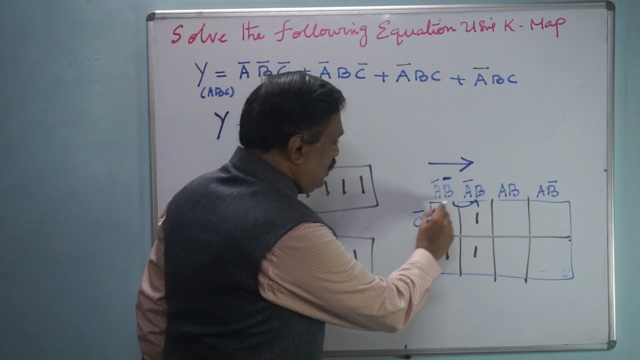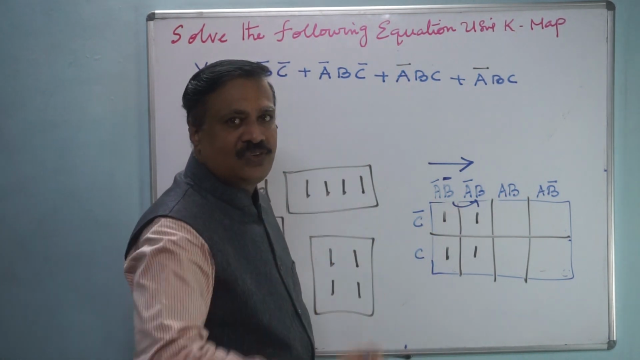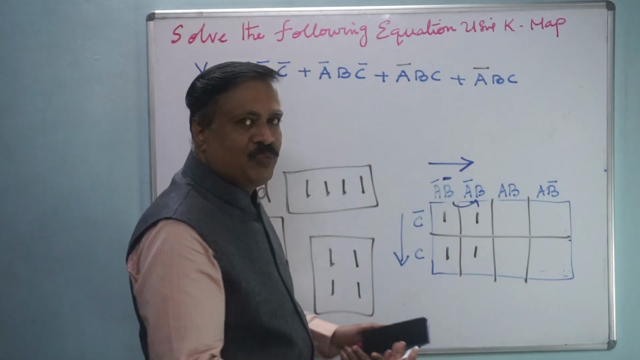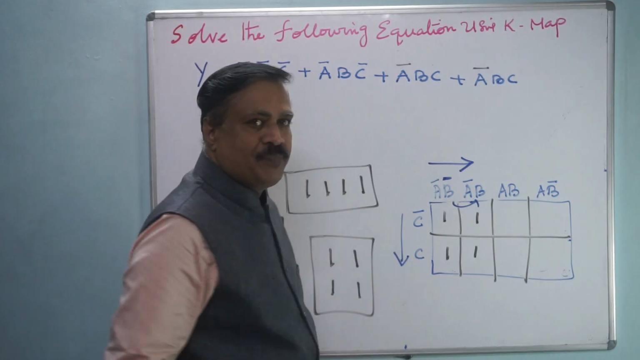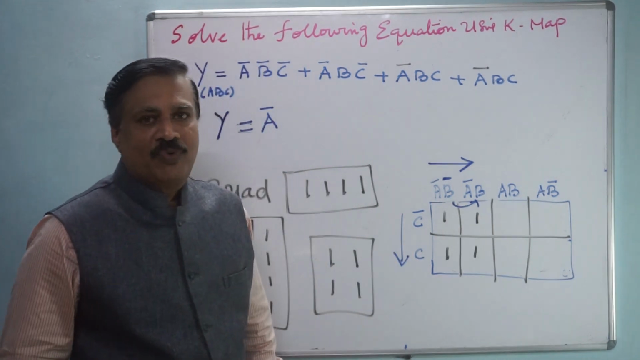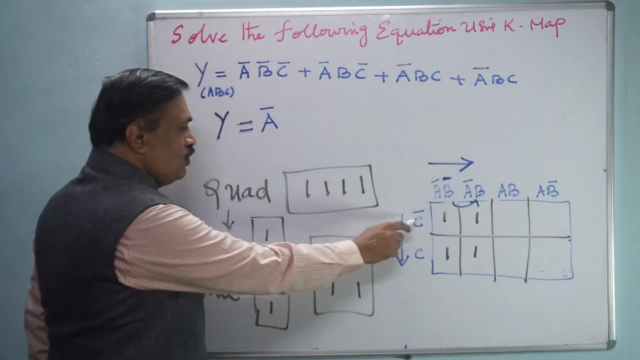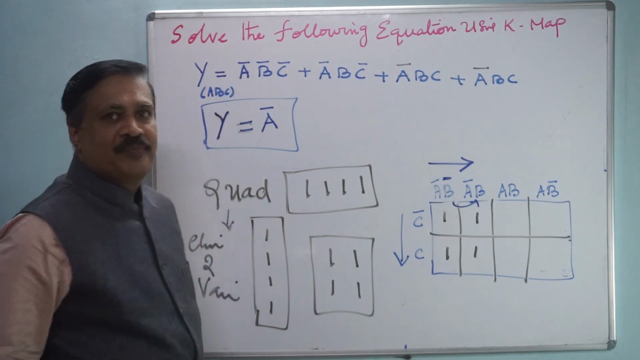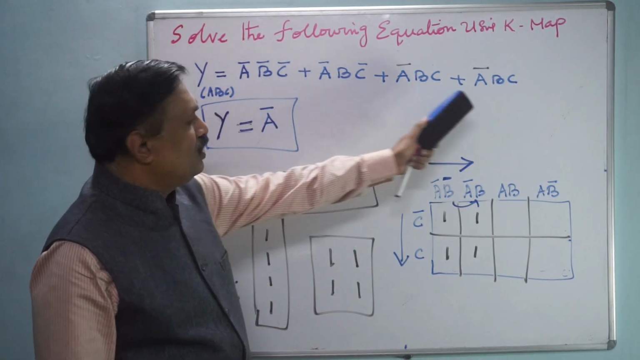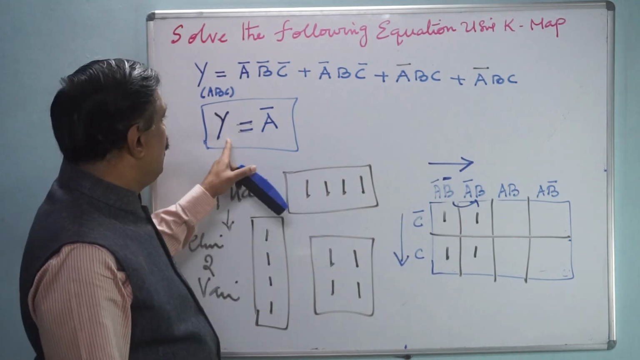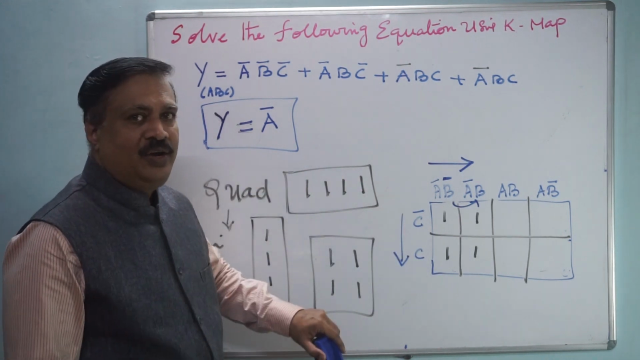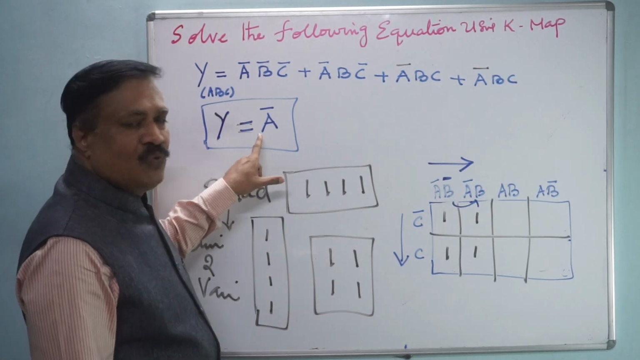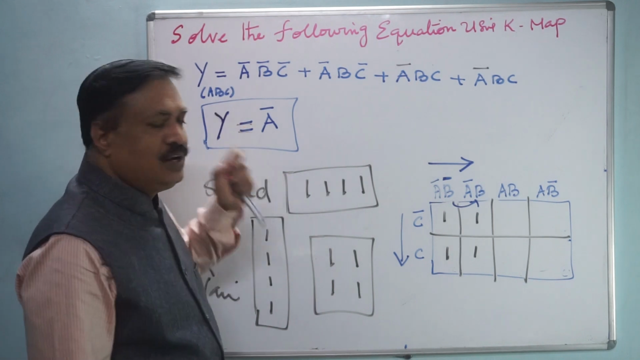And here this square is having row as well as column. Therefore, if you travel in this column, whether upward or downward, both are same. C bar is changing to C. If it is changing, you have to remove or eliminate it. Then you have to remove C bar, C. Therefore, your final result is only A bar. That means you had 4 terms and your final result is only one variable. A quad eliminated two variables and you have only one variable. This is the final result.